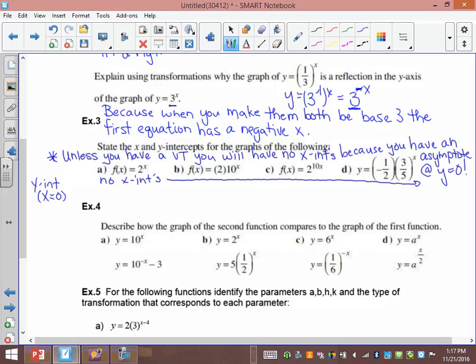So yes, we could use our calculators, but let's just use algebra. So I plug a 0 in for x. I'm going to get y equals 2 to the 0. What's anything to the power of 0? 1. So my y-intercept for the first one is at (0, 1).